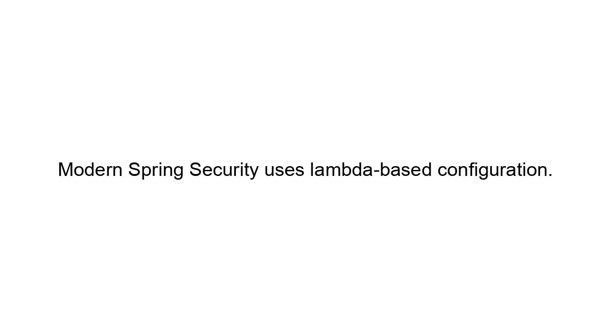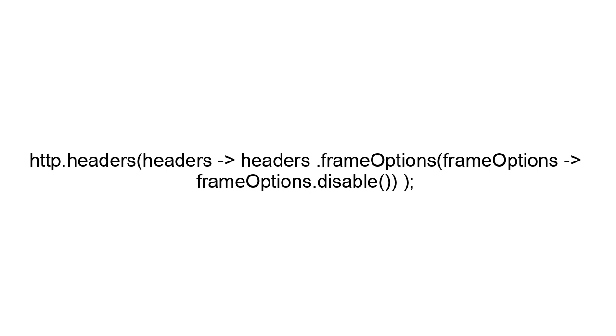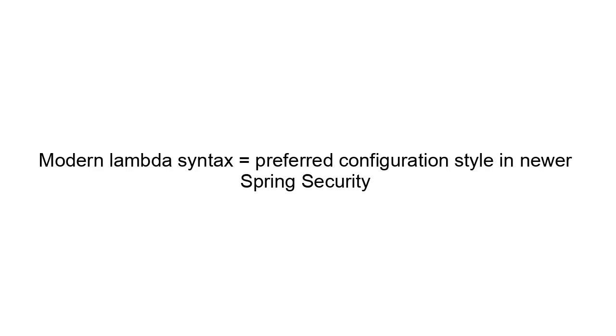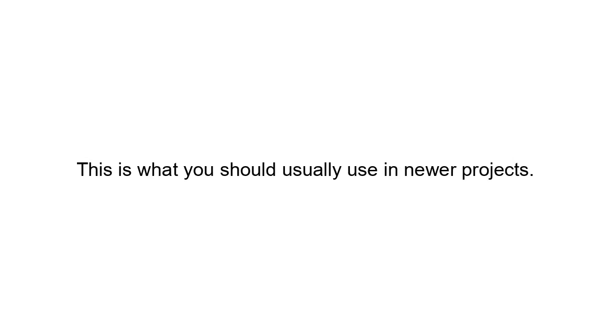Modern Spring Security Lambda style. Modern Spring Security uses Lambda-based configuration. For disabling frame options: http.headers(headers -> headers.frameOptions(frameOptions -> frameOptions.disable())). For allowing sameOrigin: http.headers(headers -> headers.frameOptions(frameOptions -> frameOptions.sameOrigin())). Example concept: modern Lambda syntax equals preferred configuration style in newer Spring Security. This is what you should usually use in newer projects.